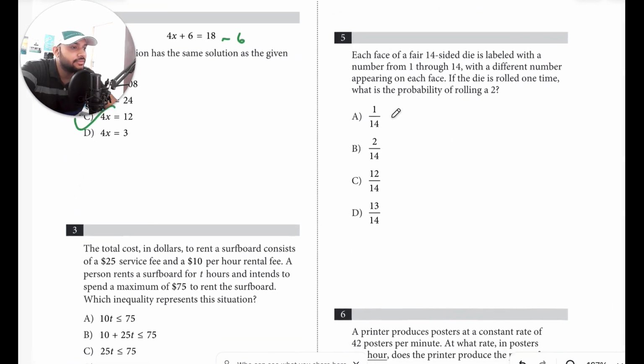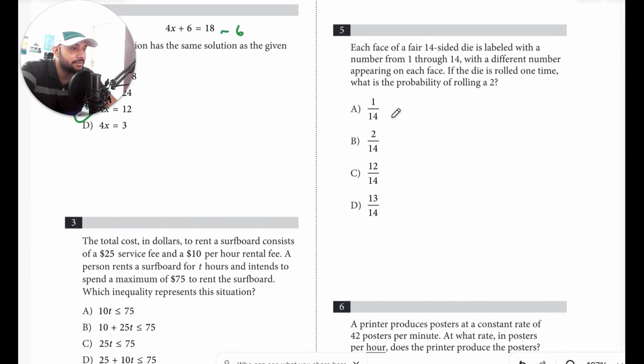Question 5. Each face of a fair 14-sided die is labeled with a number from 1 through 14, with a different number appearing on each face. So 1 through 14, 14 different numbers. If the die is rolled one time, what is the probability of rolling a 2? 1 by 14. 2 is one of the 14 numbers that were written.